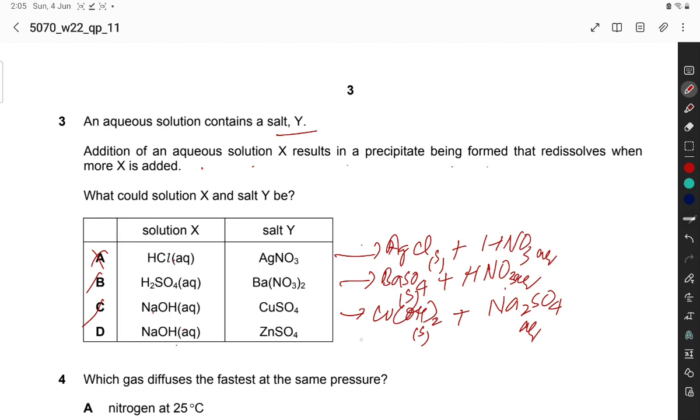Sodium hydroxide with zinc sulfate forms zinc hydroxide. With a few drops, a white precipitate is formed, which redissolves when more sodium hydroxide is added. So it becomes aqueous, also aqueous. So this option is correct.